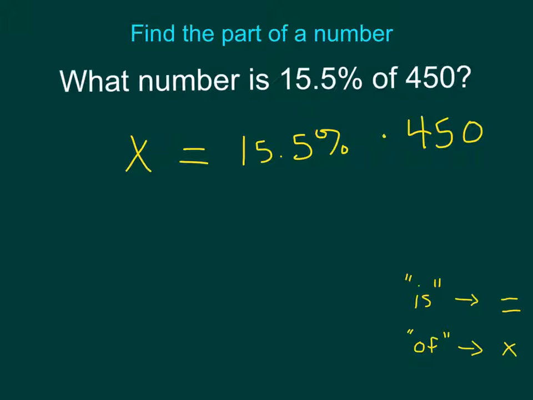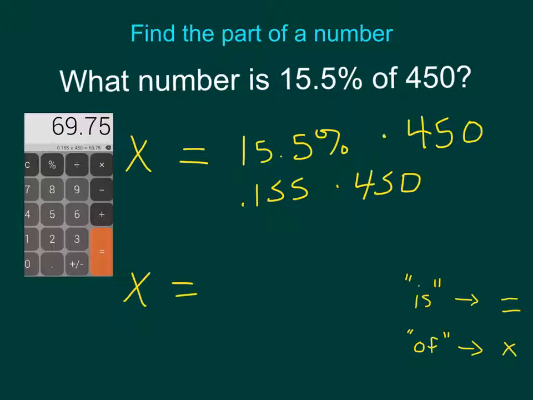So now I want to use my calculator for this. There is a percent button on some calculators, but for me it's just faster. I just know that 15.5%, to write it as a decimal, percent, right? I'm dividing by 100. I just move the decimal 2 places to the left, right? So that gives me decimal 155, so 155 thousandths times 450, and once I calculate that, I get x equals 69 and 75 hundredths. So when I look at that, what number? So 69 and 75 hundredths is 15.5% of 450.